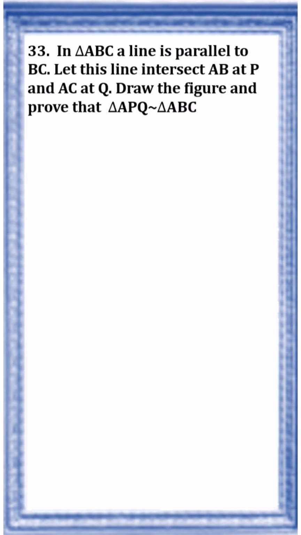Now let us solve the 33rd question. In triangle ABC, a line is parallel to BC. Let this line intersect AB at P and AC at Q. Draw the figure and prove that triangle APQ is similar to triangle ABC. Now what has been given here?